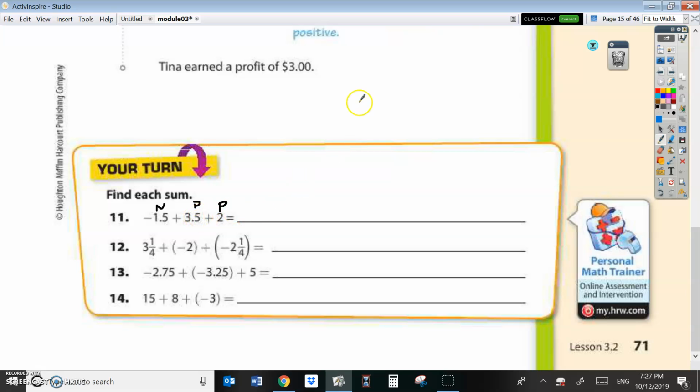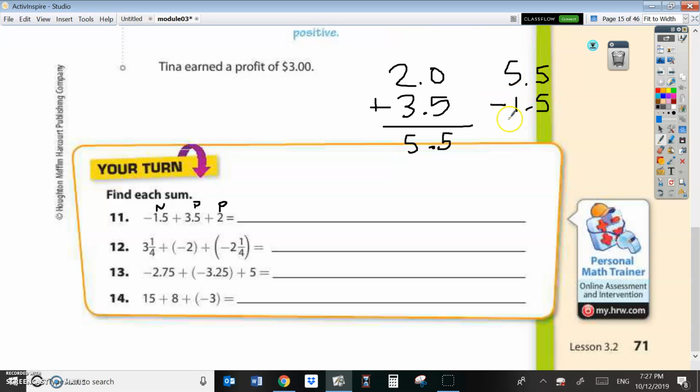I'm going to combine 2.0 and 3.5 because they're positive, lining up those decimals, and you get 5.5, and now subtract. 5.5 minus 1.5 equals 4.0.